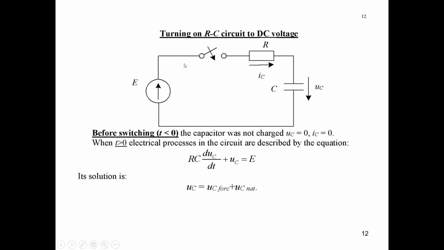Why is uC forced equal to E? You see, in steady state regime, there will not be any current in this circuit, okay? So there will not be a voltage drop across this resistance. So all this EMF E will be applied to this capacitance. So we can write down that uC forced equals this EMF.